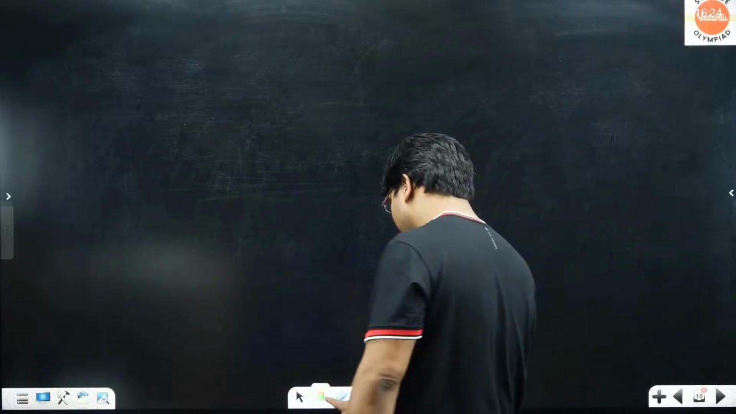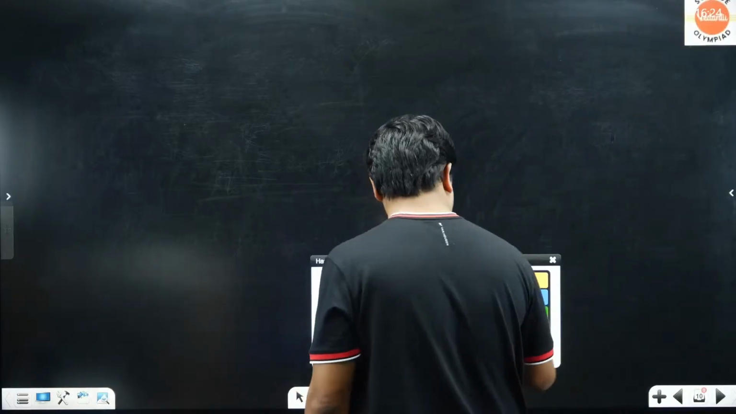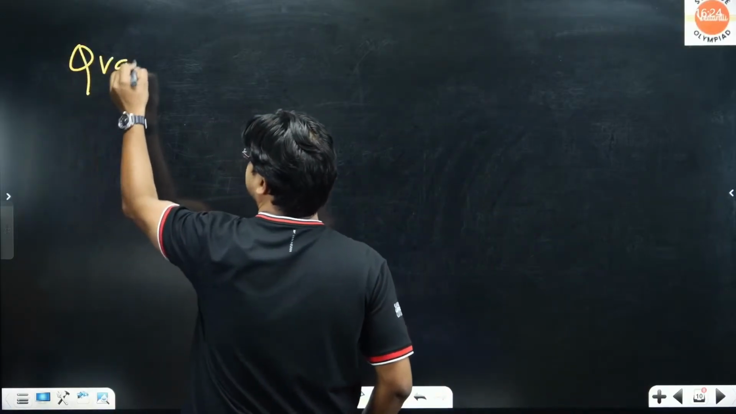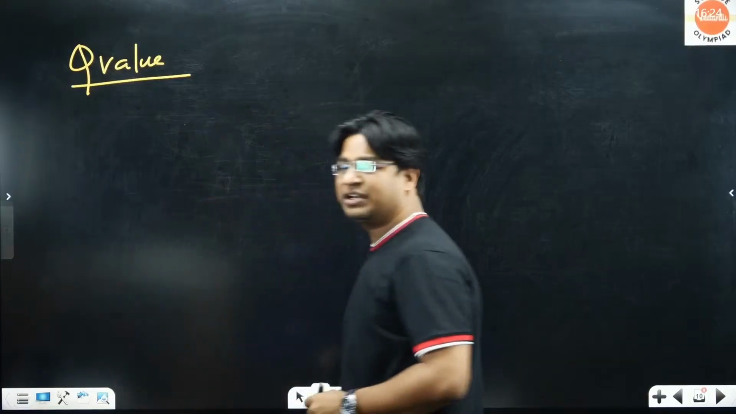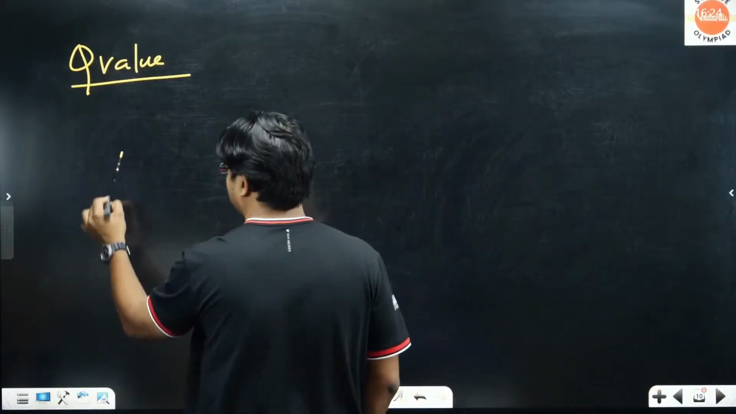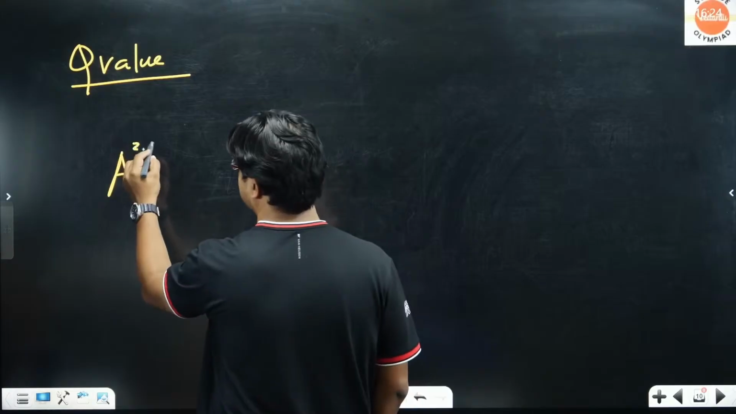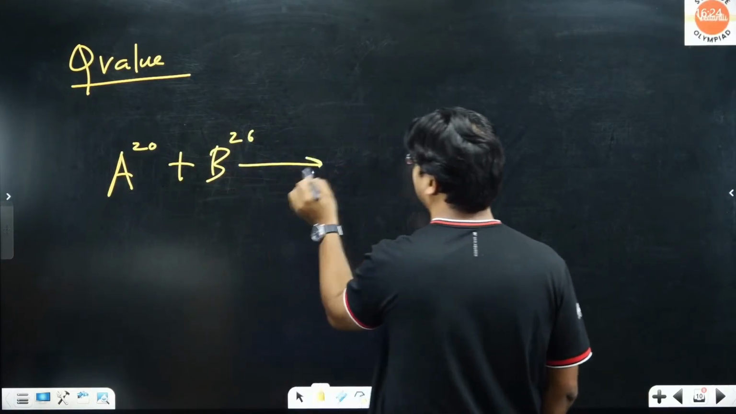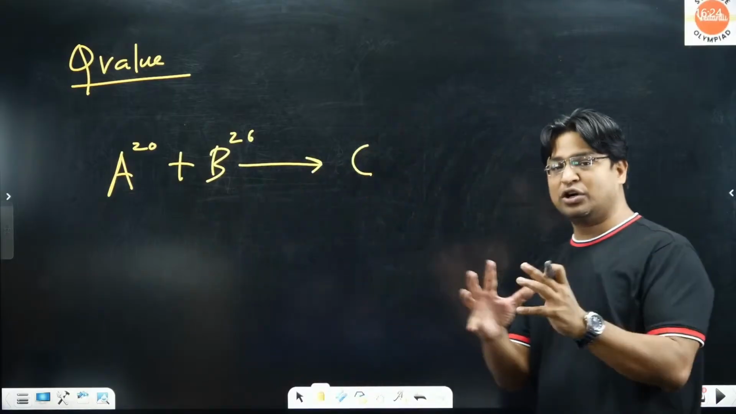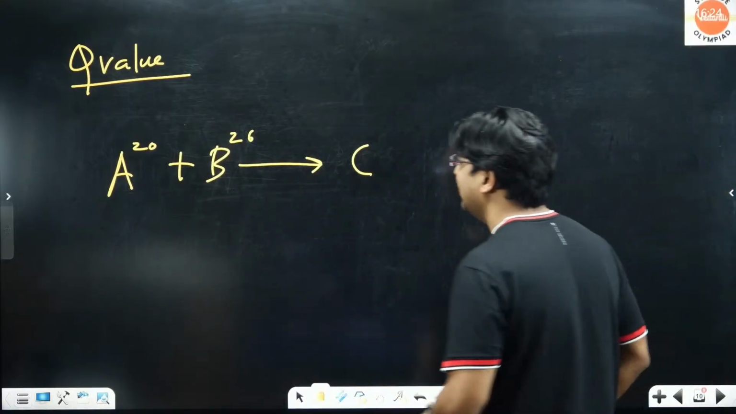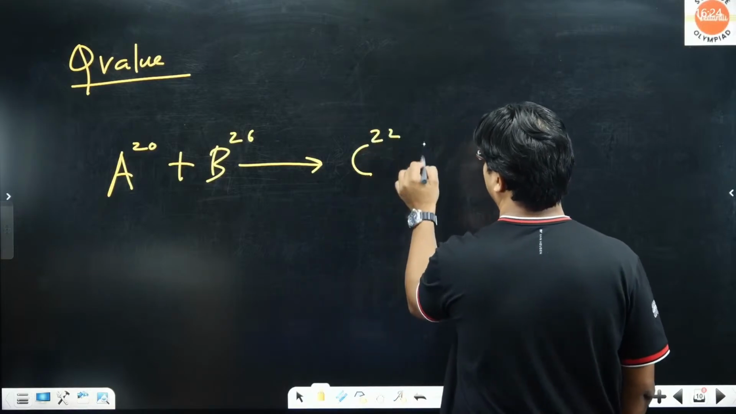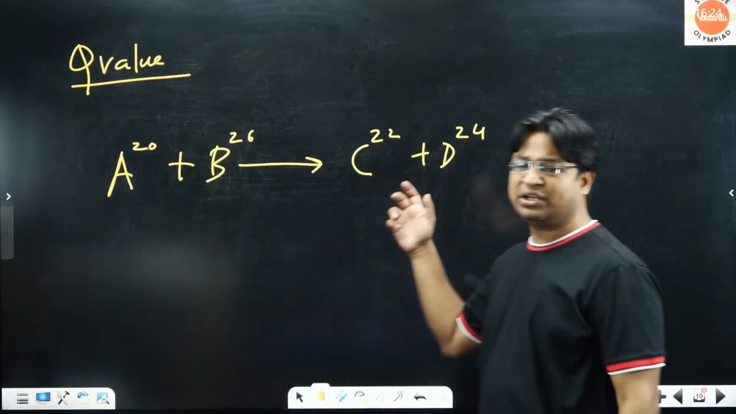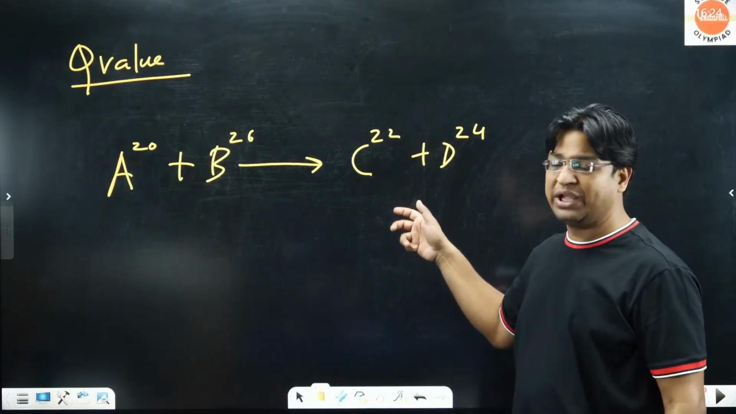Now let's talk about the Q value of a reaction. What exactly is the Q value of a reaction? Suppose a reaction took place something like this. There was a nucleus A with a mass number of, let's say, 20, and a nucleus B with a mass number of, let's say, 26. These two nuclei got together and then separated to form two nuclei, let's say with mass numbers 22 and 24. So A and B got together and created two new nuclei, C and D.